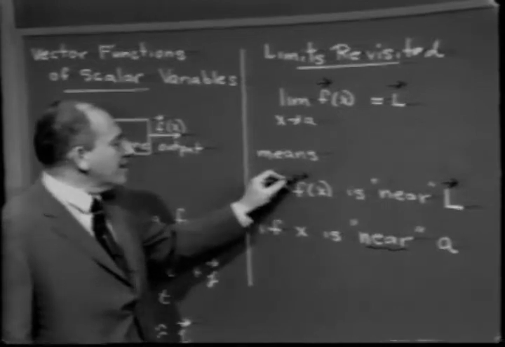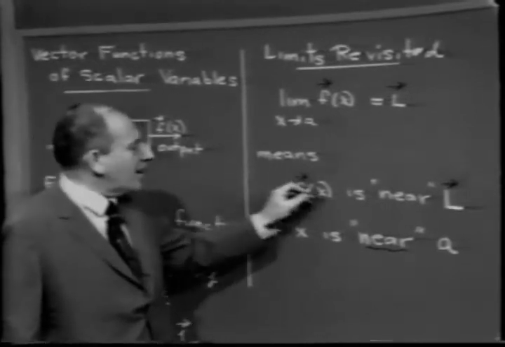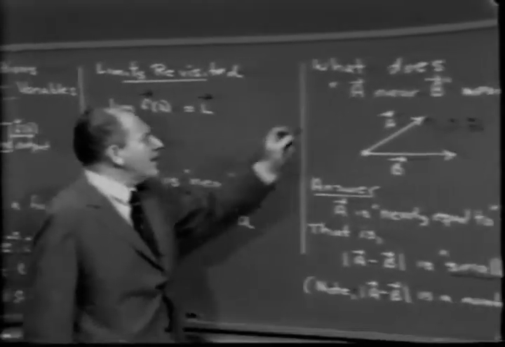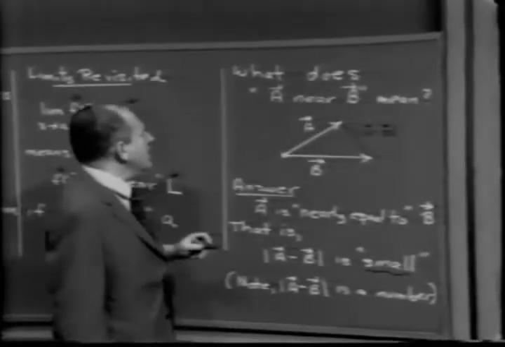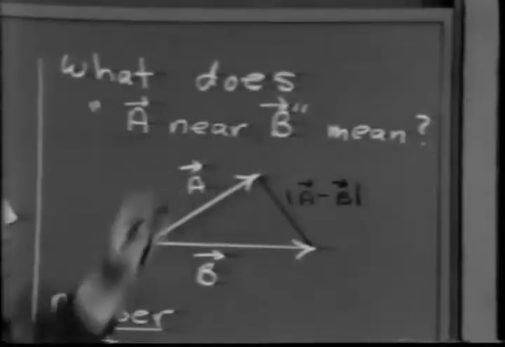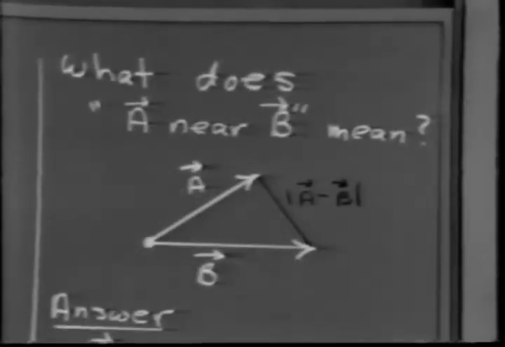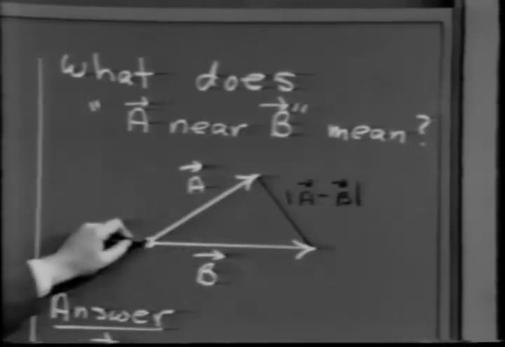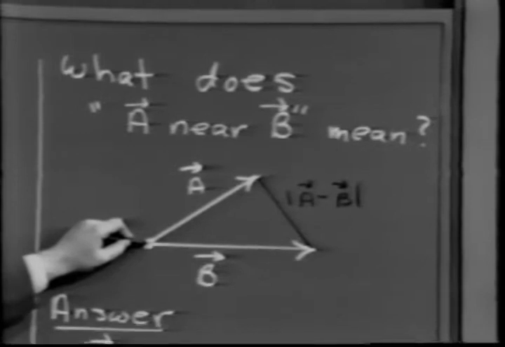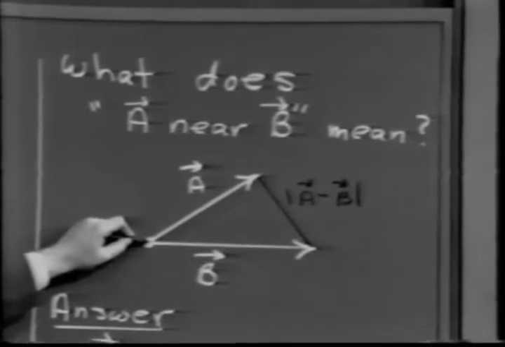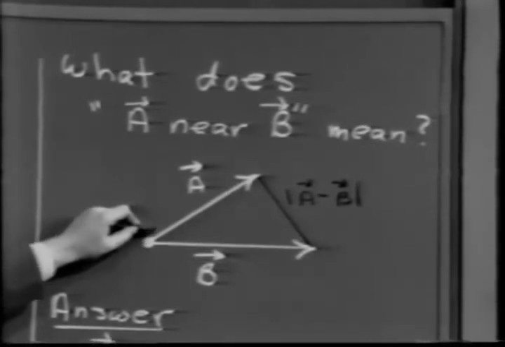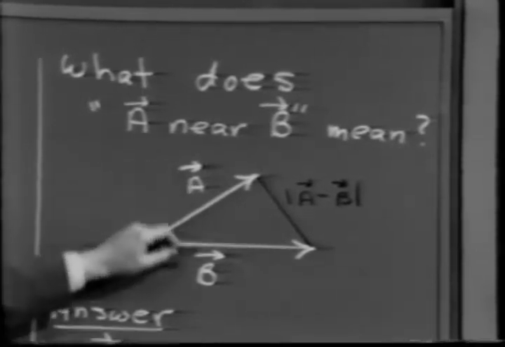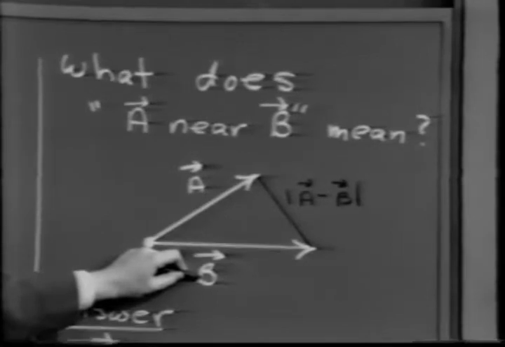First of all, what does it mean to say that f of x, the vector f of x, is near the vector L? In fact, let's generalize that. Given any two vectors a and b, what does it mean to say that the vector a is near the vector b? Now, my claim is this. Let's draw the vectors a and b as arrows in the plane here. Let's assume that they start at a common origin, which we can always assume, of course. To say that a is nearly equal to b somehow means what? That the vector a should be very nearly equal to the vector b.